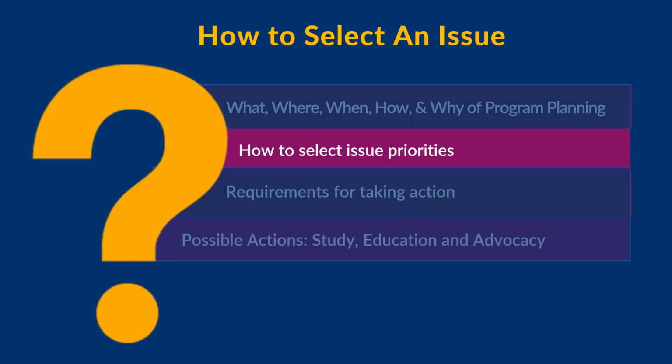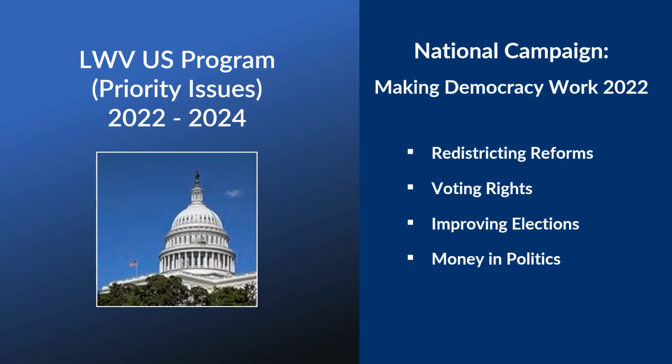Now that you have some basic understanding of the program planning process, let's look at the first step in that process: how to select priorities. While the emphasis of our local program planning meeting is on our local issue priorities, we also need to consider the priorities identified at the National League level.